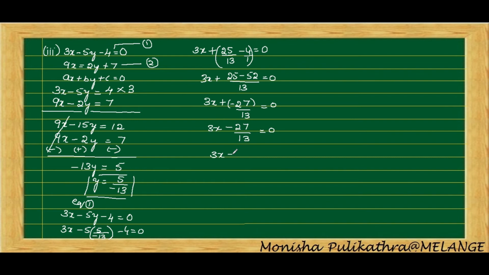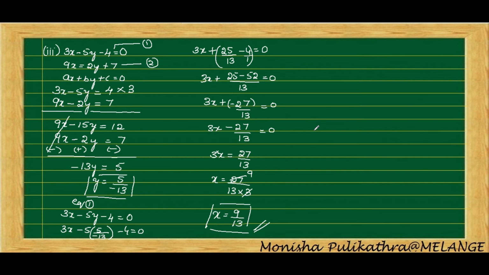In the next step I will be shifting this minus 27 by 13 to the right hand side, it will become plus 27 by 13. When I shift it to the right hand side, the multiplication will become division. So x is equal to 27 by 13 divided by 3. 3 ones are 3, 3 nines are 27, so the x value is 9 by 13. The y value is 5 by minus 13 and the x value is 9 by 13.